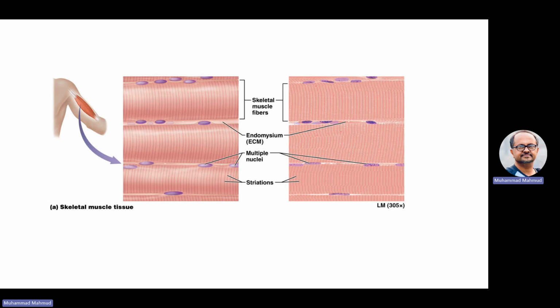Our third type of tissue will be muscle tissues, and this is the skeletal muscle where we see those striations. Skeletal muscle cells are multinucleated. I mean, multiple nuclei will be there with the striations. This is how we can diagnose skeletal muscle.